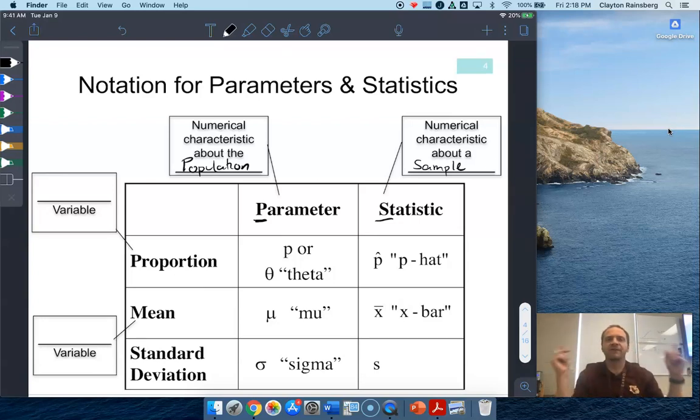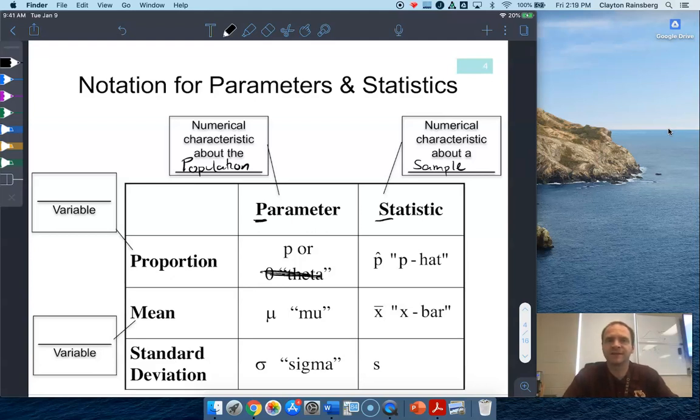So there's how we're going to know which one we're dealing with. A parameter deals with everybody in the population. A statistic deals with just a sample. Now a proportion, and we have a mean. When we're looking at a population proportion, we're looking at parameter proportion. We don't use theta. We're going to use P for it. We use Greek letter mu for the parameter mean, the population mean, and we use the Greek letter sigma for the parameter standard deviation, the population standard deviation.